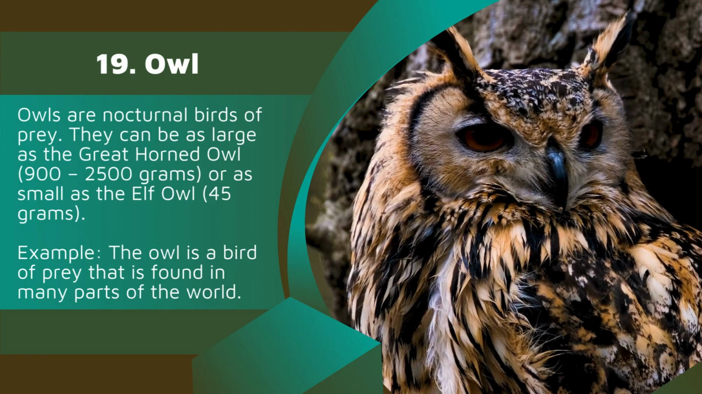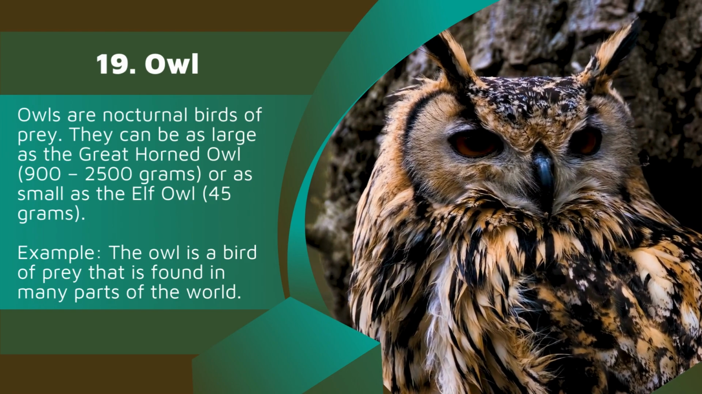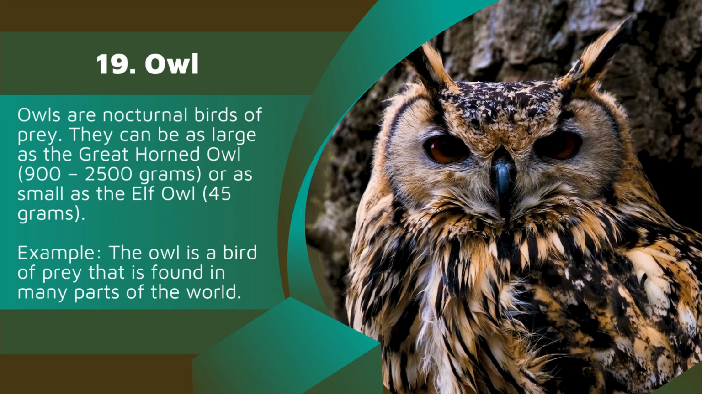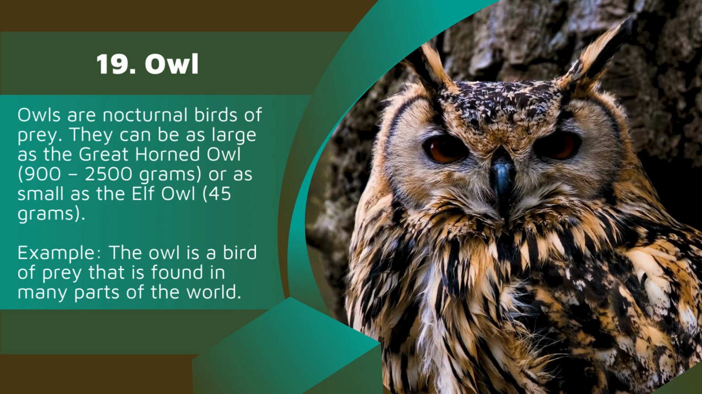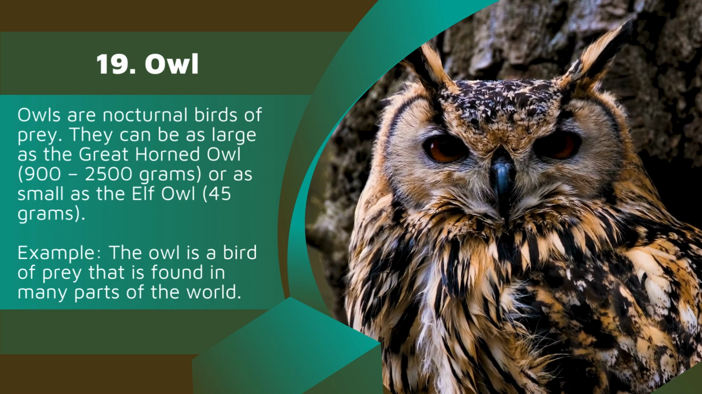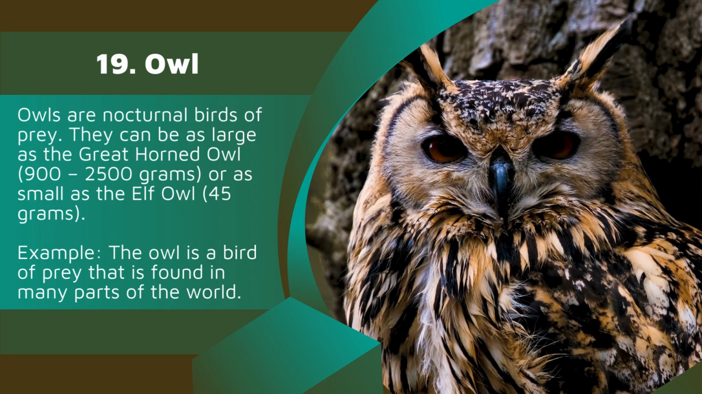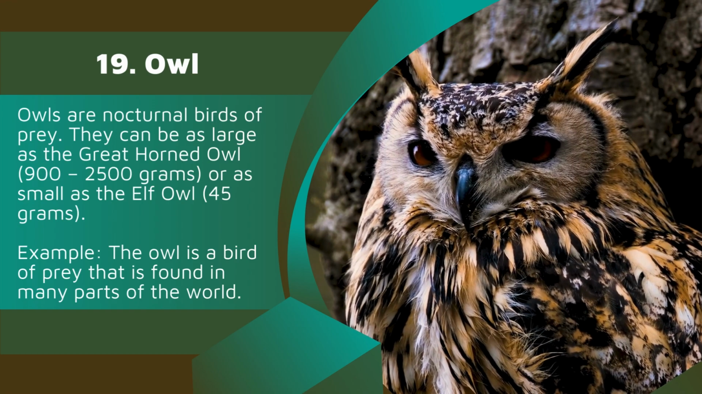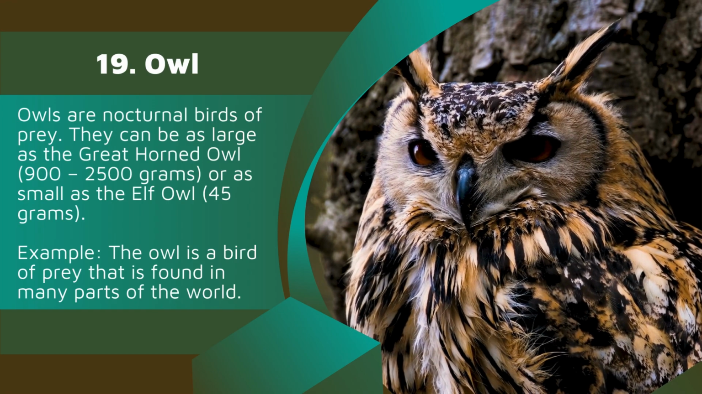19. Owl. Owls are nocturnal birds of prey. They can be as large as the great horned owl, 900 to 2,500 grams, or as small as the elf owl, 45 grams. Example, the owl is a bird of prey that is found in many parts of the world.